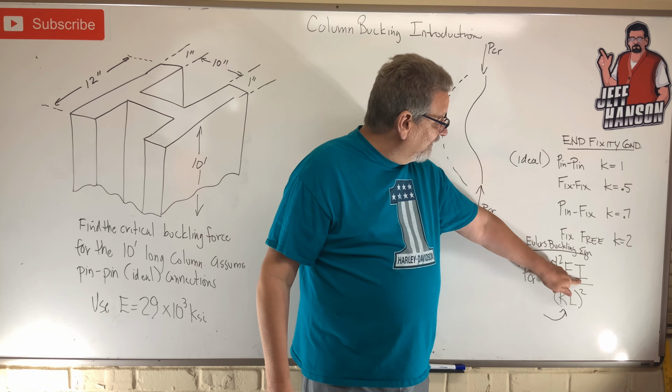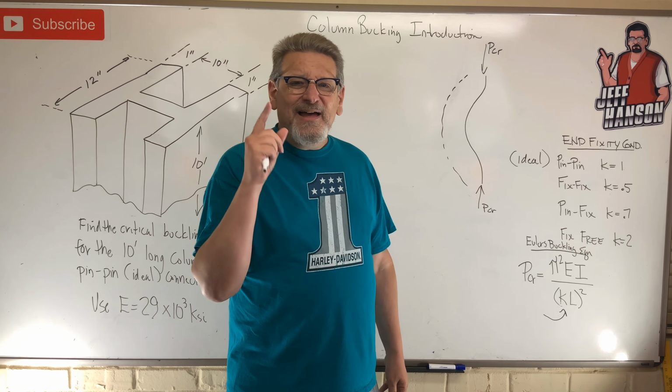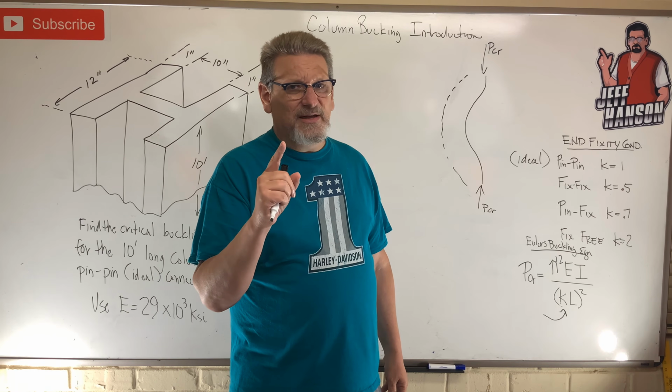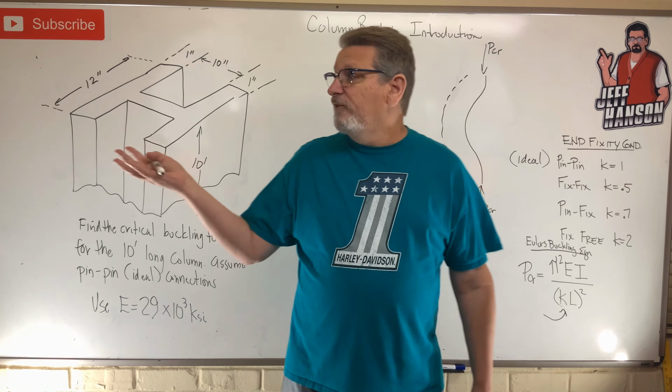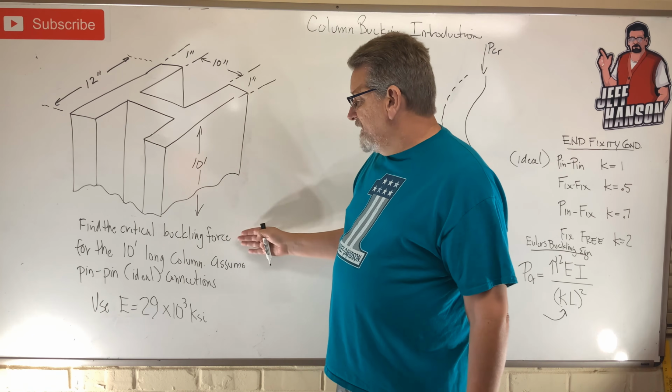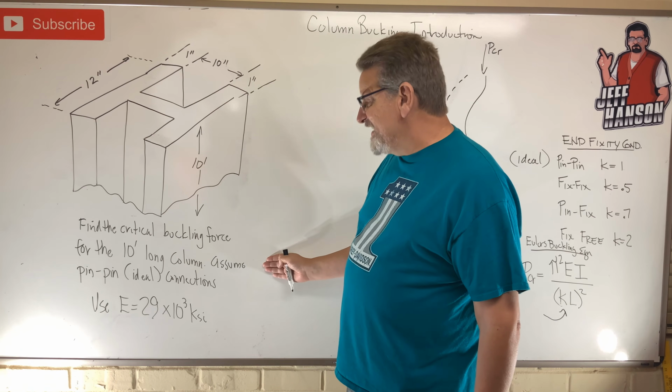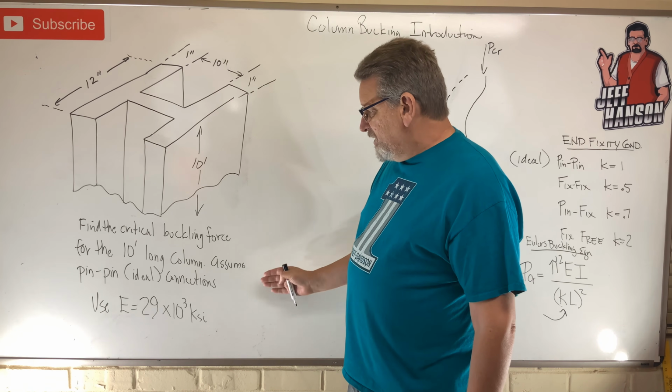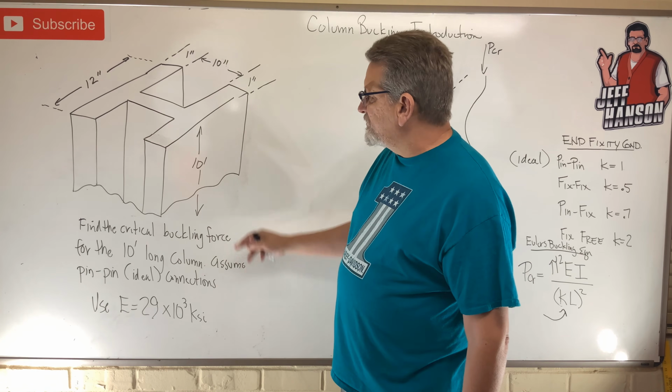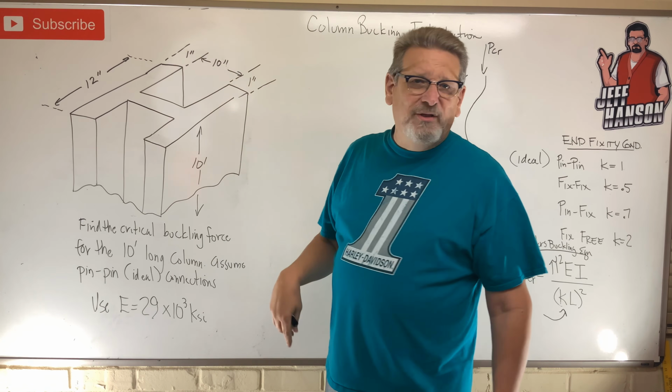And number two is this, I can be confusing, okay? Because let's look, for instance, at this problem here. Find the critical buckling force for the 10-foot long column. Assume pin-pin ideal connections, right? So I've just got what we would call an I-beam.